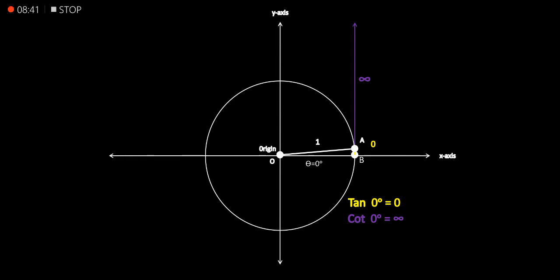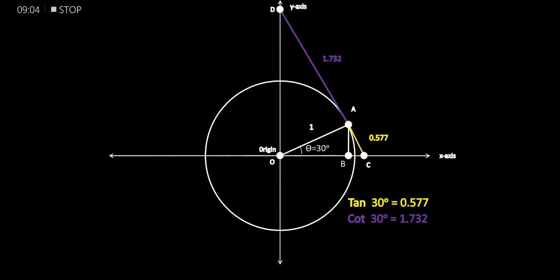The length of purple line, which is actually a ray, is equal to infinite number of units. It means the length of this ray is equal to infinity. It is the representative line of cotangent of angle. So cot of 0 degree is equal to length of this purple line, which is infinity. So cot of 0 degree is equal to infinity.